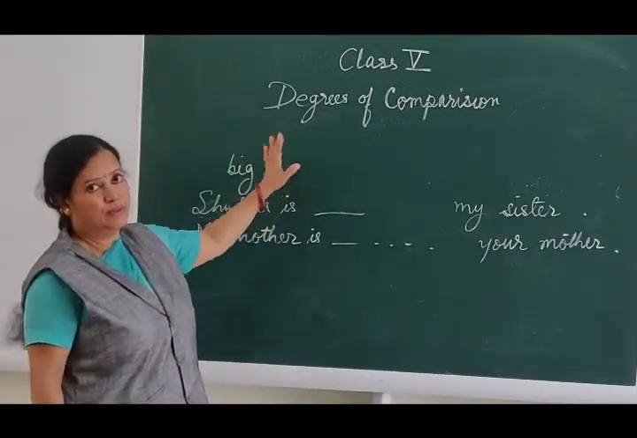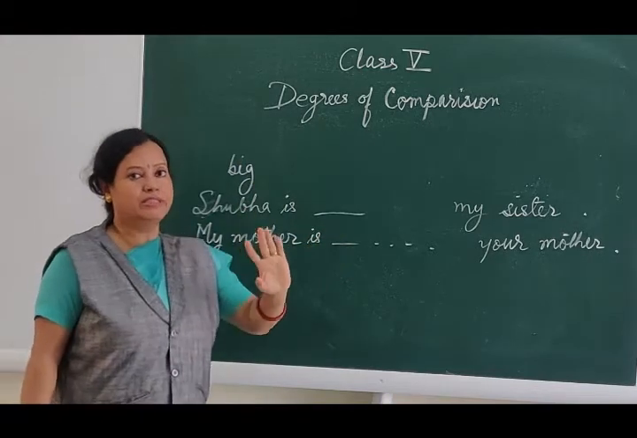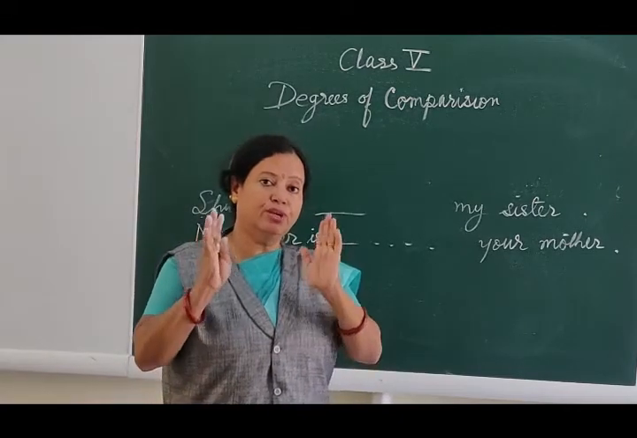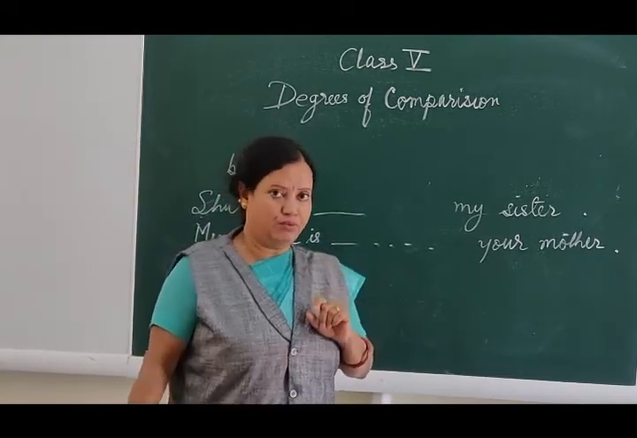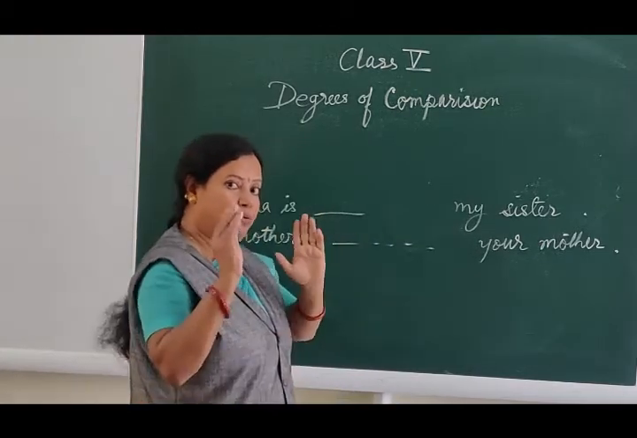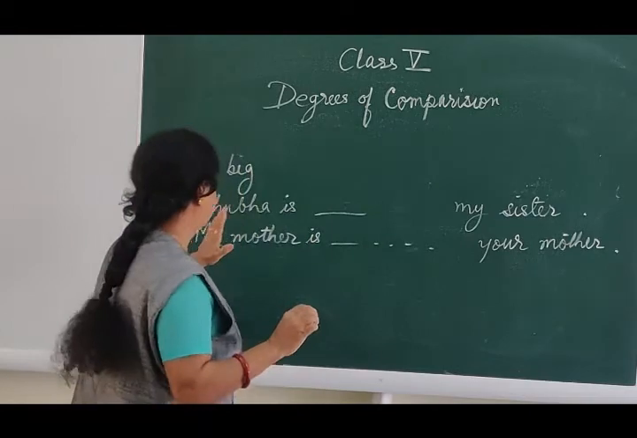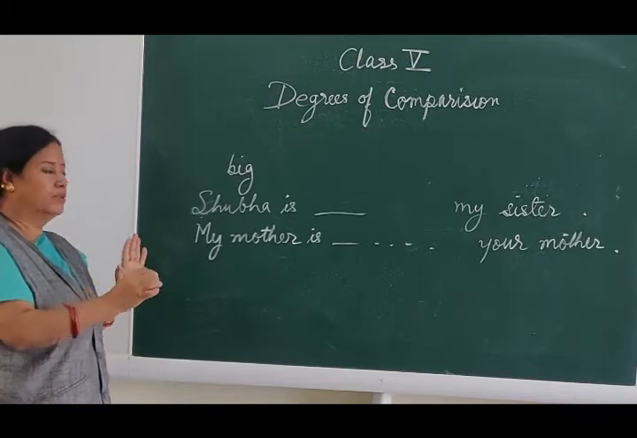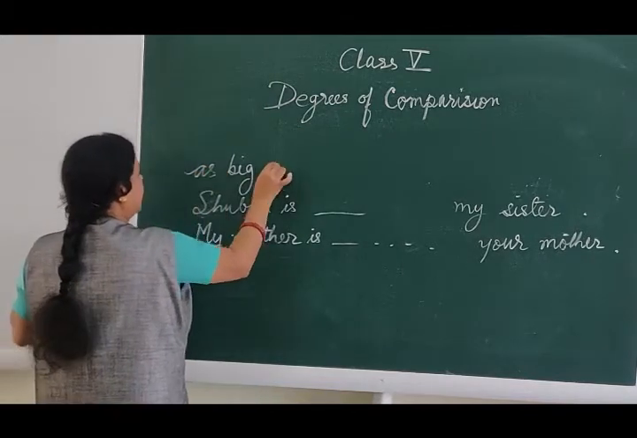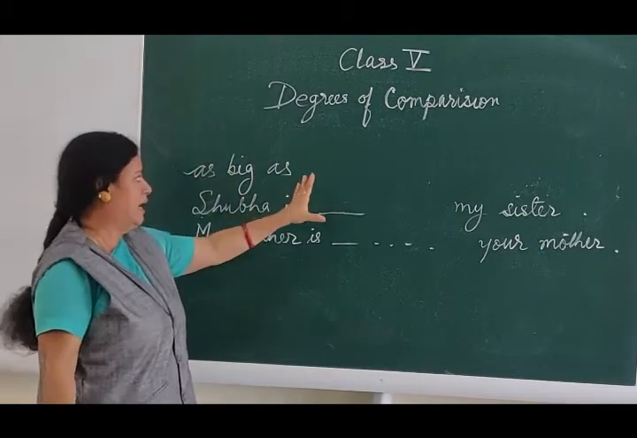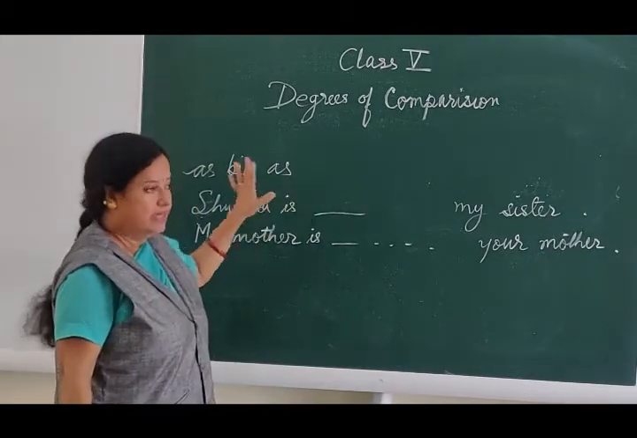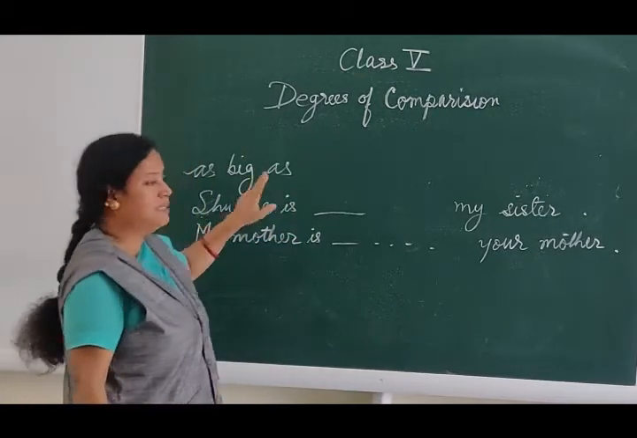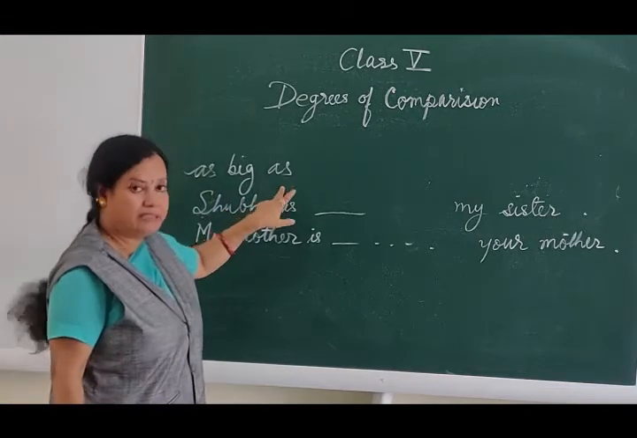Now I have explained the positive, comparative and superlative degrees. But suppose we are comparing 2 things or 2 persons with the same quality, how will we compare? Let us see the way of comparing two things of the same quality. Suppose something is big and the other thing is also equally big. We write it this way: as big as. When we compare 2 same things in the same manner, we use as and as. On both sides we write as.